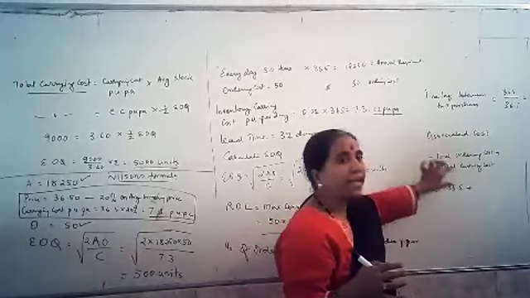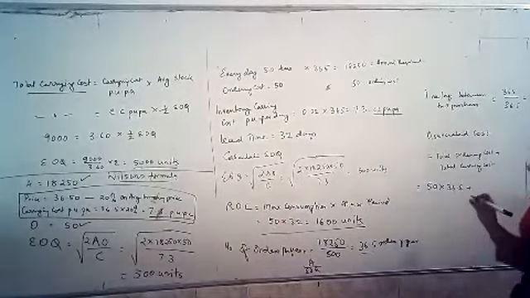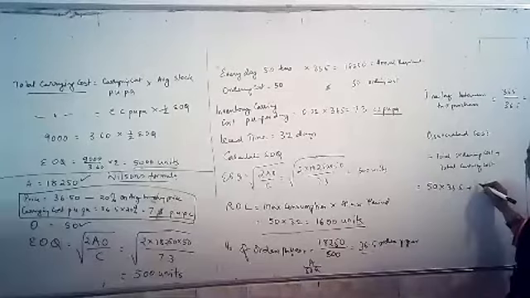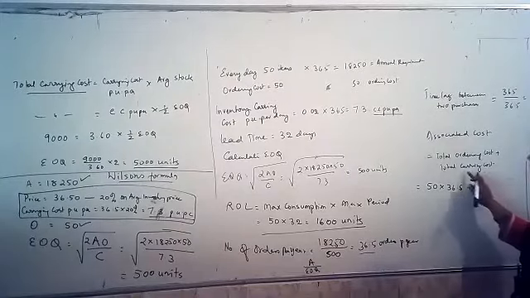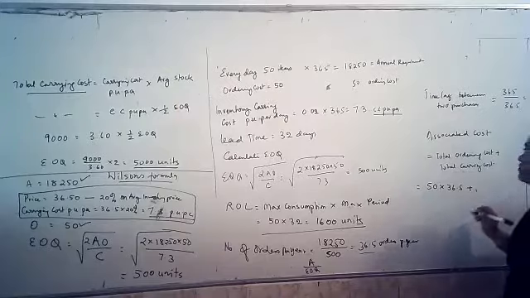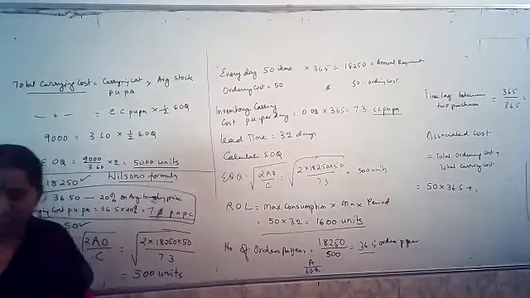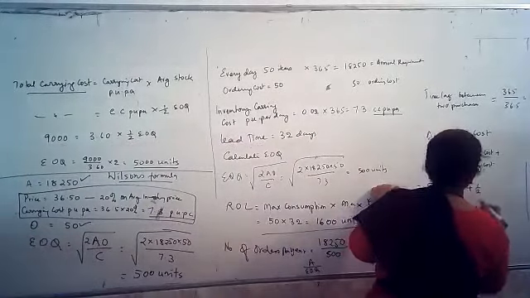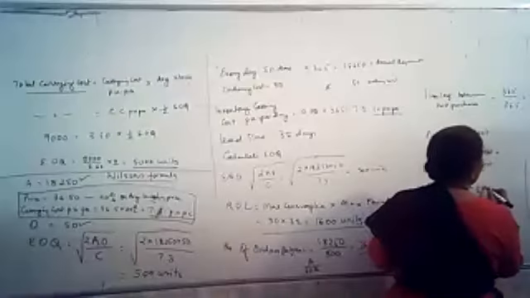How do I get my total carrying cost? Total carrying cost is carrying cost per unit per annum multiplied with average inventory. Average inventory here, how do you get it? Half of EOQ will give you the average inventory. How much is EOQ here? You have already found out. 500 units. So half into 500.